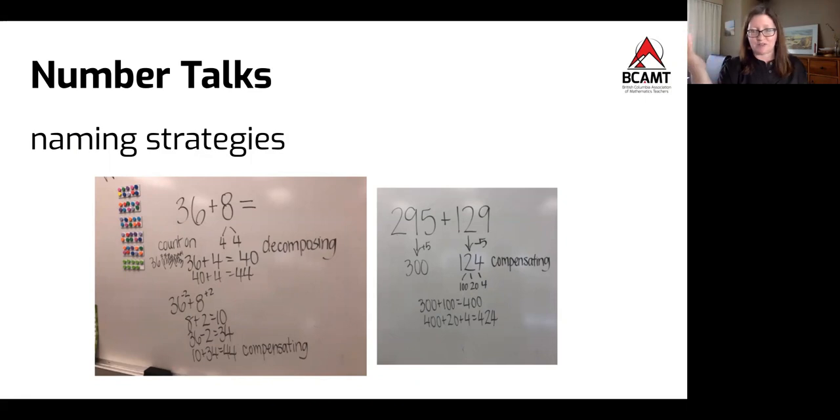Sometimes they're named after the student when we're first learning them because they're the ones that share it or come up with that. But then, I'll say, when we think mathematically, we call that decomposing or we call that compensating. And then the students will name that when they're sharing their strategy. And then other students will make connections and go, oh, I understand what you mean by compensating, but I compensated with these numbers, and making that connection there as they're sharing.